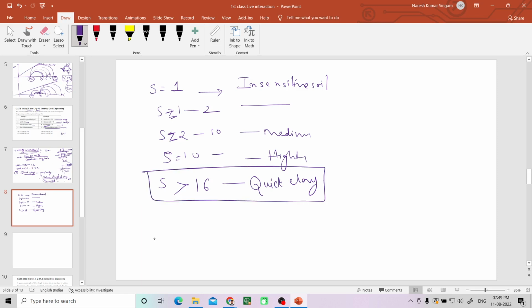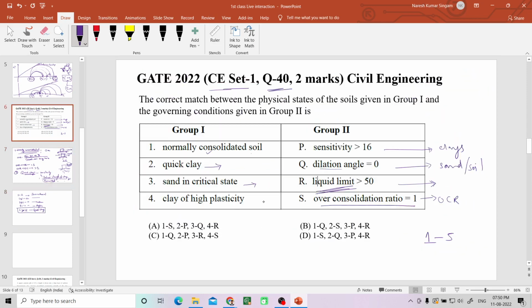When you start disturbing the soil, because of the sensitivity, it will disturb easily and it will lose most of its strength. So that's how. Now since quick clays' sensitivity is greater than 16, it can be related. 1 is S, 2 is P. Now what is 3, what is 4 meaning?